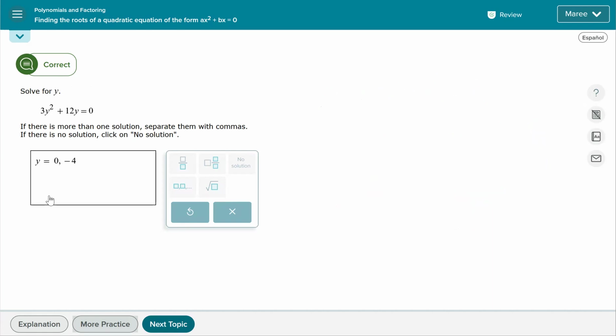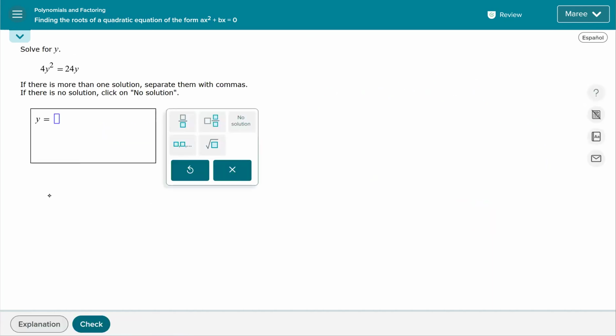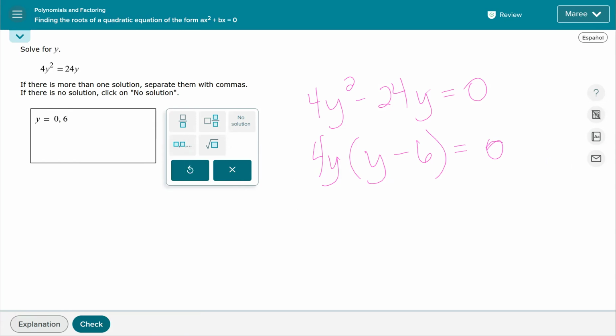Okay, so let's put them on the same side. So 4y squared, we always want to have 0 on the right, or equal to 0. So we're going to factor out, again, a 4y. So we already know y is going to equal 0, and y minus 6. Because y minus 6 is there, we know y has to equal 6. If y equals 6, then 6 minus 6 is 0, and 0 times 4y, doesn't matter what y is, will give you 0. So our answers are 0 and +6.